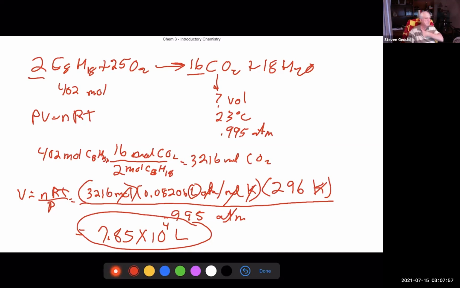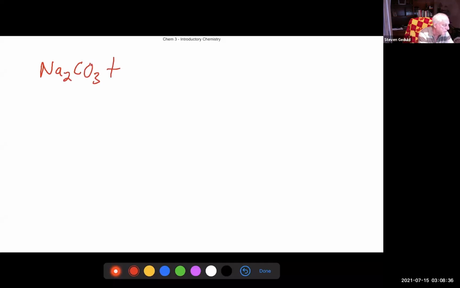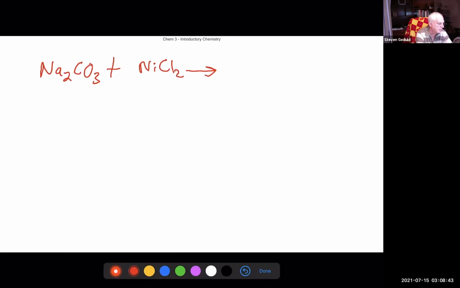All right, complete and balanced molecular equation for the reaction of aqueous sodium carbonate and aqueous nickel 2 chloride. Okay, it's just different states on it. And what's the molecular equation and the balanced net ionic equation? So we've got sodium carbonate. These are like those we were doing before, which is good practice. And nickel 2 chloride, because nickel is a transition metal. So sodium carbonate, nickel 2 chloride, and molecular equation.